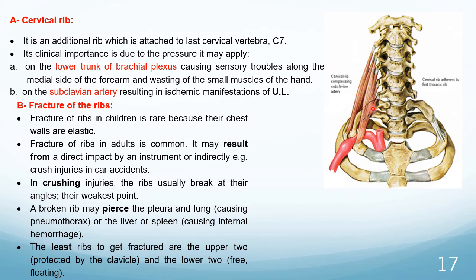So this will result in sensory and motor manifestations in the upper limb due to compression of the lower trunk. These manifestations include numbness on the medial side of the upper limb and wasting of muscles of the hand. It may also compress the subclavian artery, resulting in ischemic manifestations, such as easy fatigue in the upper limb.